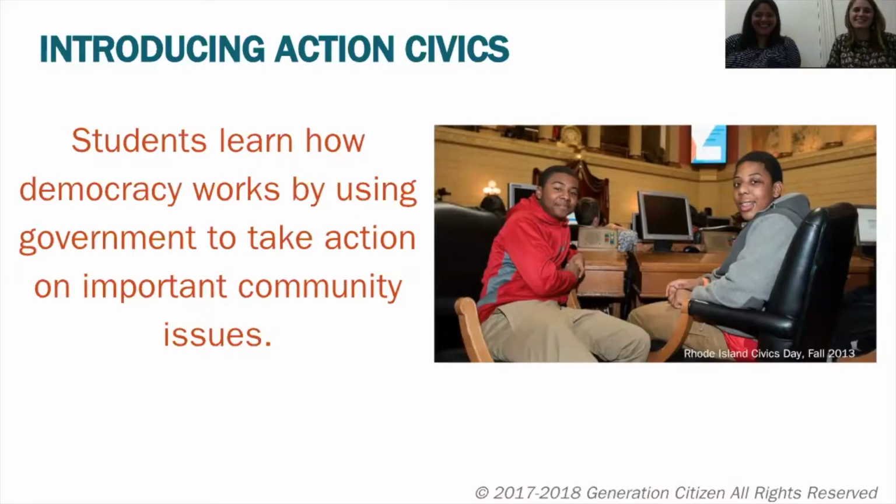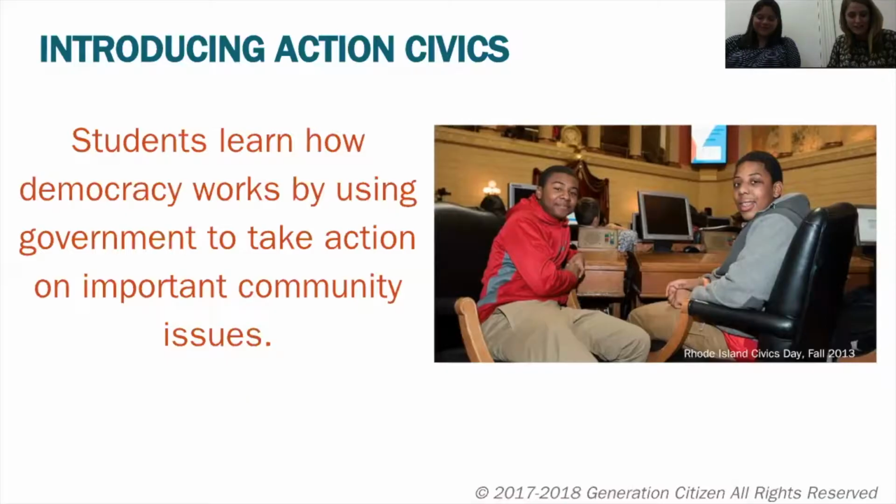This is where Action Civics comes in. At Generation Citizen, we think students can learn about how democracy works by using government to take action on important community issues. Action Civics is interactive, experiential, project-based, and it allows students to inquire, explore, and take action on issues that matter to them.